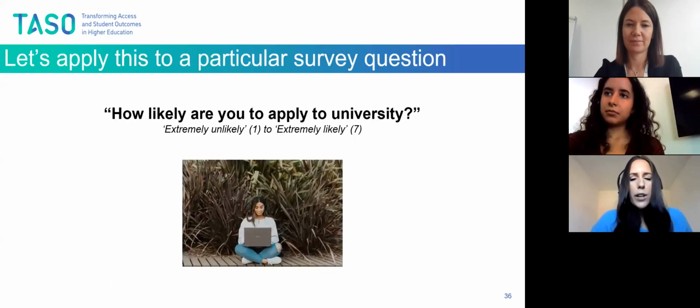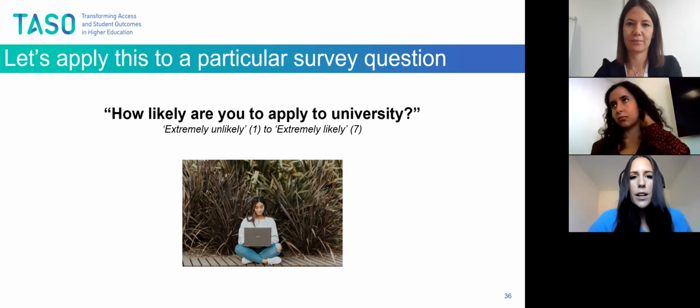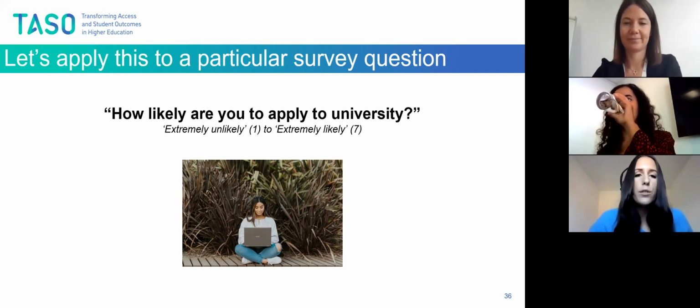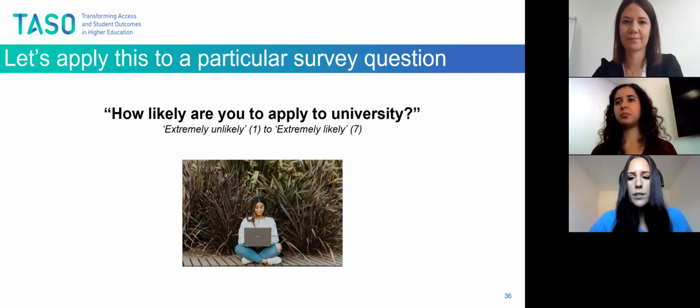So just to make this really clear, I'm just going to apply this to one of our survey questions. The first survey question: how likely are you to apply to university? Responses here go from scoring a 1, which is extremely unlikely, to a 7, which is extremely likely. So if you're scoring it low, you're showing that you don't really feel like you're going to apply to university, whereas if you're scoring it high, you're feeling like you will go. And if you score at around a 4, it means you're feeling quite neutral about university at this point.